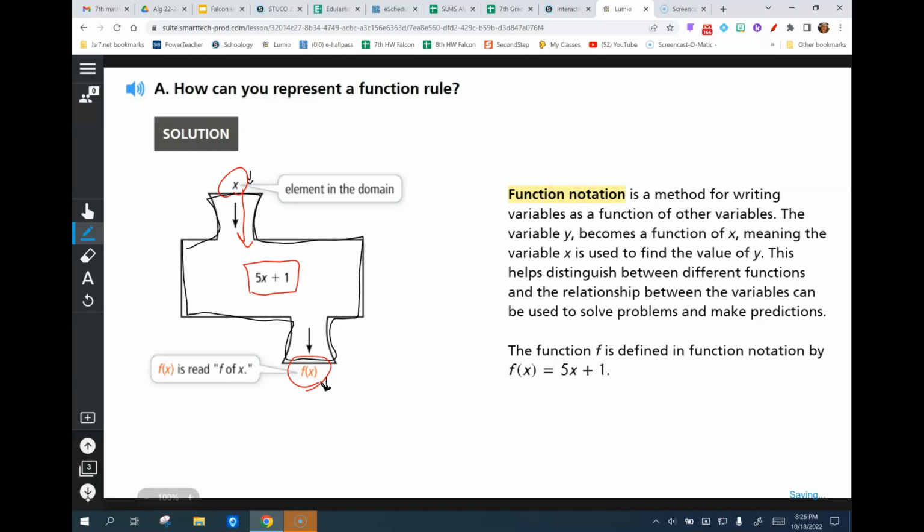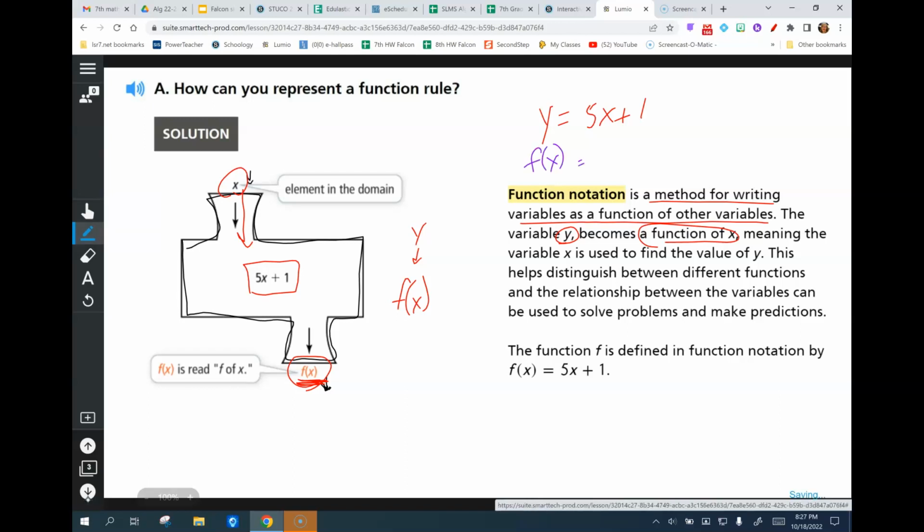So this f parentheses, x parentheses is read f of x, okay? This is function notation right here. And what function notation is, it's a method of writing variables as a function of other variables. The variable y becomes a function of x. So in other words, y is going to change into f of x. So wherever we saw y, when we got y by itself, so if we got an equation in slope-intercept form, so y is equal to 5x plus 1, the only difference is that now, instead of y, we're going to use f of x.